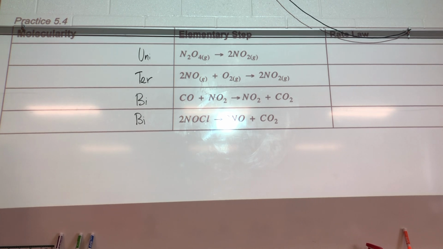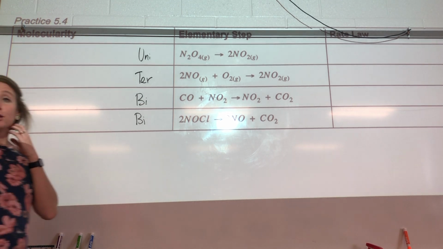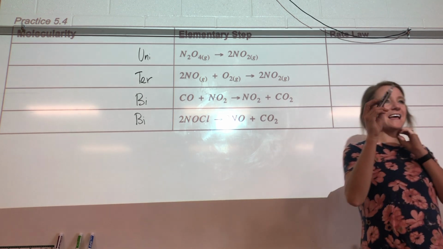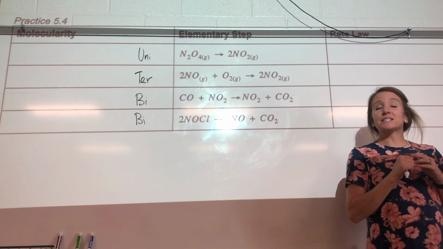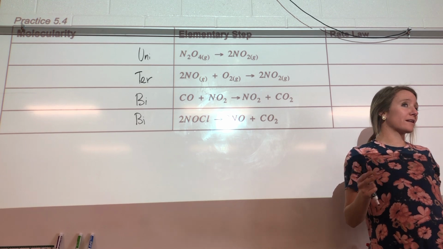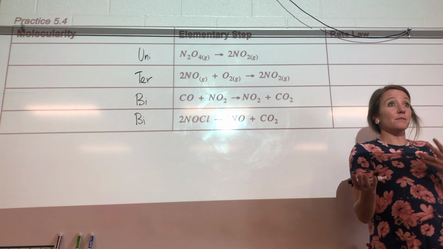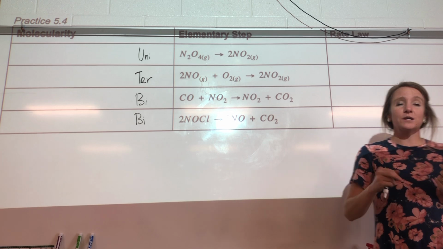Question: if it has two products, does that change it? Good question. Look at the table above. Did the products ever affect what it was? No, it just says products. So it doesn't matter how many products we have, what the products are doing when we're looking at molecularity or even rate laws. So good question though.